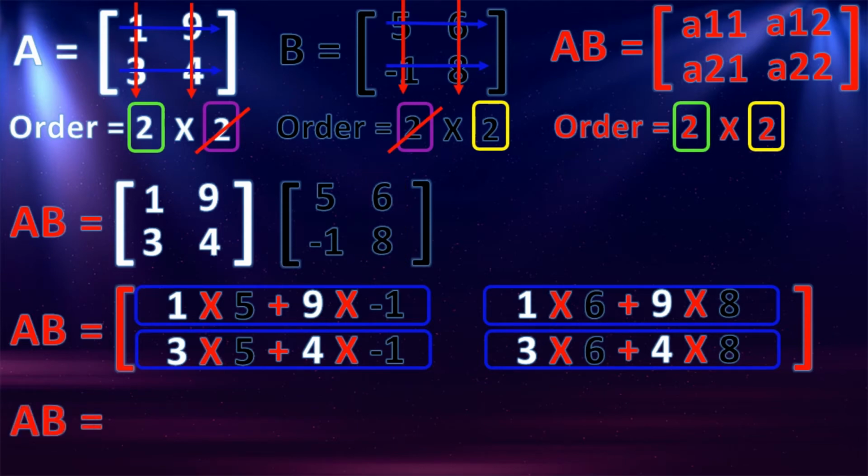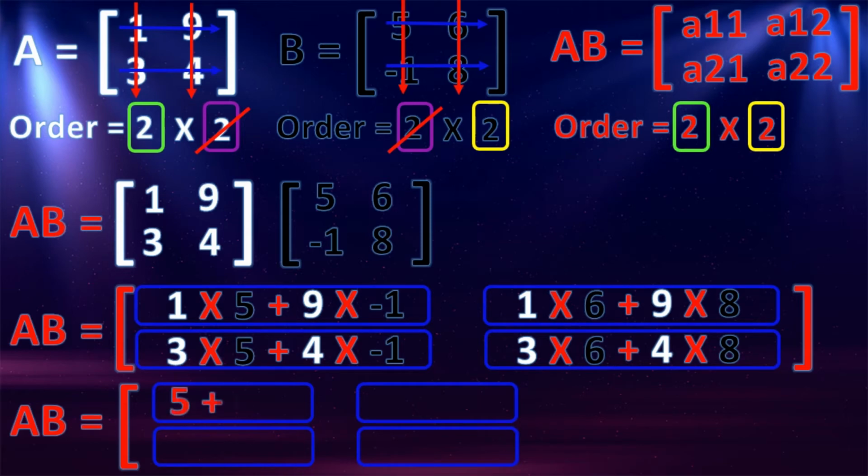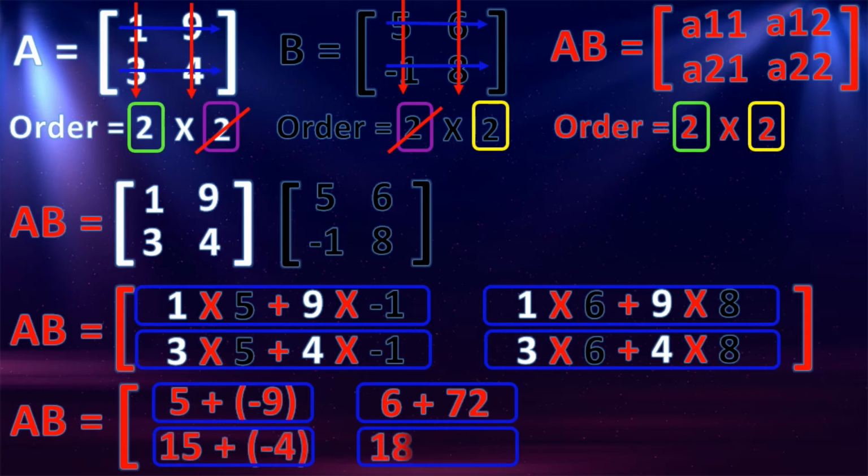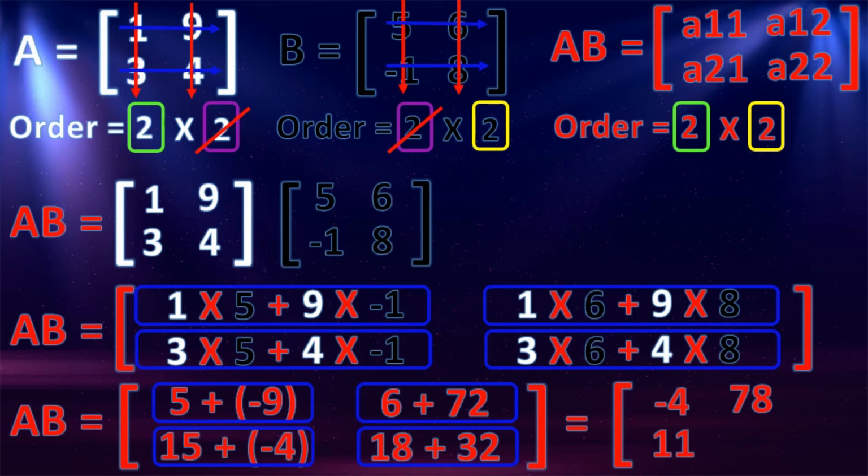AB, arrange again a 2 by 2 place for the solution, 2 rows and 2 columns. Solve 5 minus 9, 6 plus 72, 15 minus 4 and 18 plus 32. Now the final answer: 5 minus 9 is minus 4, 6 plus 72 is 78, 15 minus 4 is 11, 18 plus 32 is 50. So this is your answer.